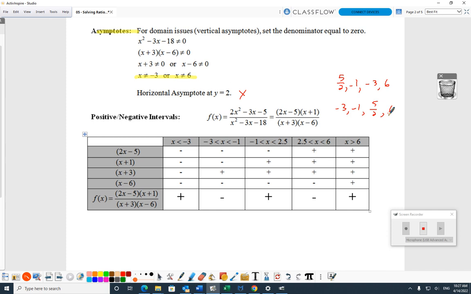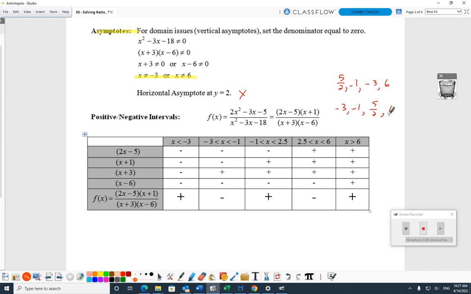X less than -3, between -3 and -1, between -1 and 5/2, between 5/2 and 6, and X greater than 6. This one has a lot of intervals. You know, some of the homework ones maybe have only 3 intervals. You don't have to go quite this far with it. So how does this chart work? I'll do a couple of them, okay?